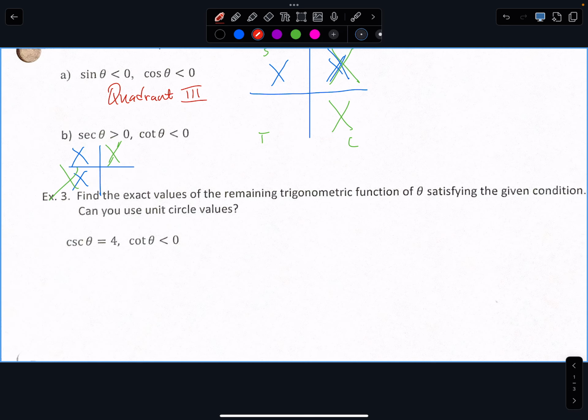So your answer to this has to be quadrant 4. Has to be quadrant 4.